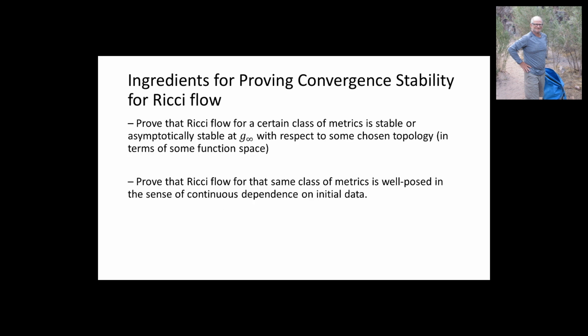So I wanted to discuss the basic ingredients for proving convergence stability for Ricci flow. There are two of them. The first is to prove that Ricci flow for a certain class of metrics is either stable or asymptotically stable at g infinity with respect to some chosen topology, some function space. And then if we can also prove that the Ricci flow for that same class of metrics is well posed, in the sense of continuous dependence on the initial data, then convergence stability follows.